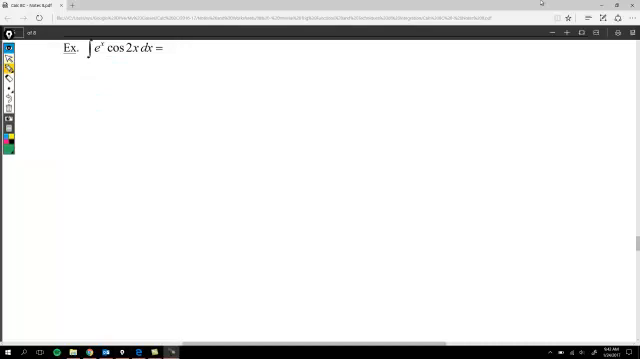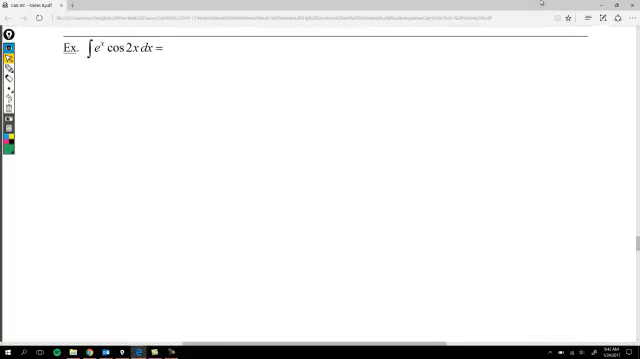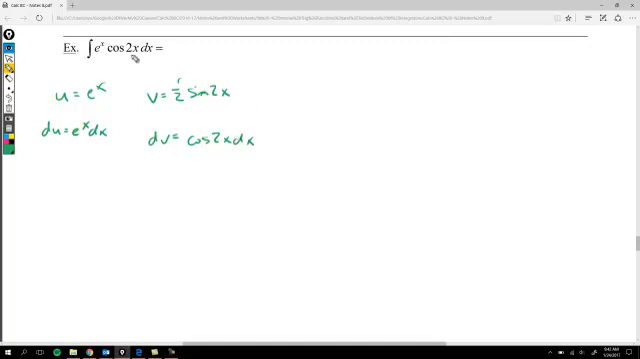Alright, so let's work through it. First, I need to define my u and my dv again. So I'm going to always let dv be my trig function. I'm going to let u be e to the x. That means du is e to the x dx. V is going to be the integral here, so 1/2 sine of 2x. Okay, so now I'm going to rewrite this, uv. So 1/2 e to the x sine of 2x minus v du. So I'll put the 1/2 on the outside. E to the x sine of 2x dx.